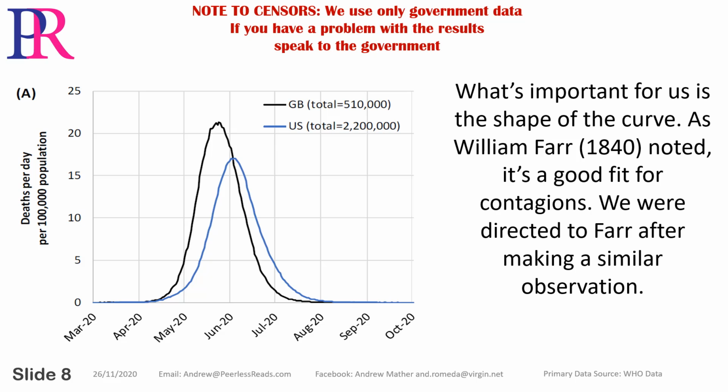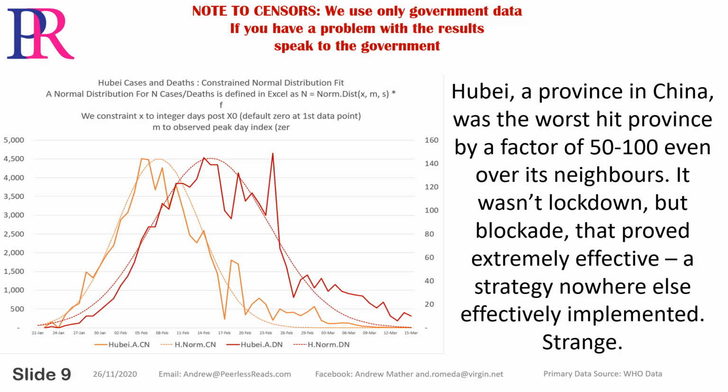As William Farr, 1840, noted, it's a good fit for contagions. We were directed to Farr after making a similar observation. Hubei, a province in China, was the worst hit province by a factor of 50 to 100, even over its neighbours. It wasn't lockdown but blockade that proved extremely effective, a strategy nowhere else effectively implemented.